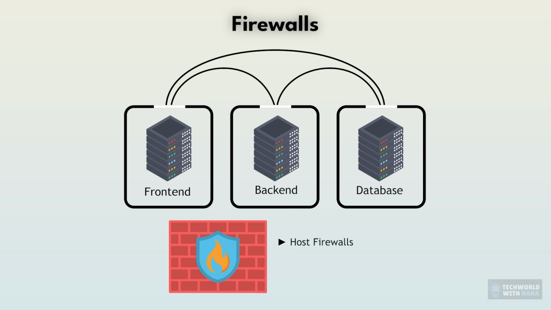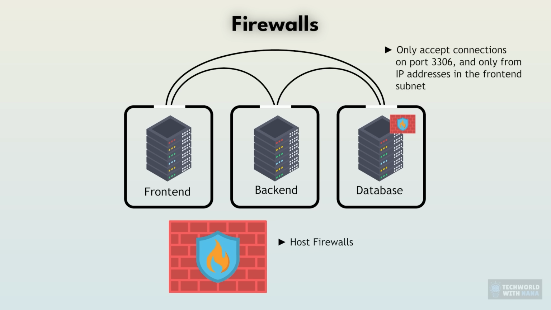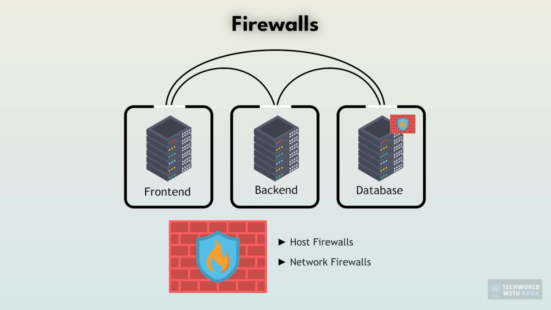We have host firewalls that protect individual servers. So we put a firewall on the database server and create a rule that says only accept connections on port 3306 and only from IP addresses in the front-end subnet. Anything else gets blocked. But we also have network firewalls that sit between subnets and filter traffic.